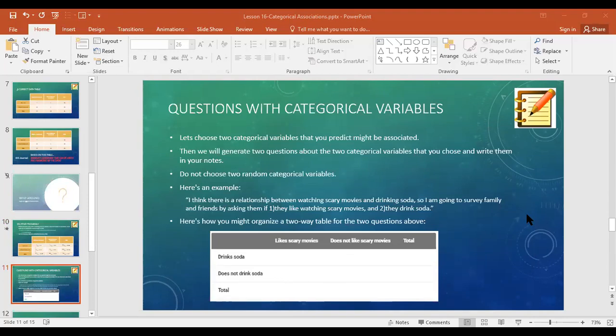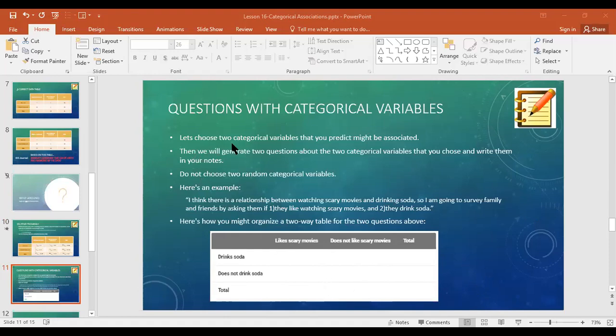Okay. So this is where you're now going to show me your understanding, okay? So what you're going to do is you're going to choose two categorical variables that you think have some sort of association, okay? And to gather data on those two variables, you're going to come up with two questions to ask, okay? And then you're going to set it up in a two-way frequency table, okay? You're not going to put in numbers. We'll deal with that in another day. Okay. So right now you're just setting this up.